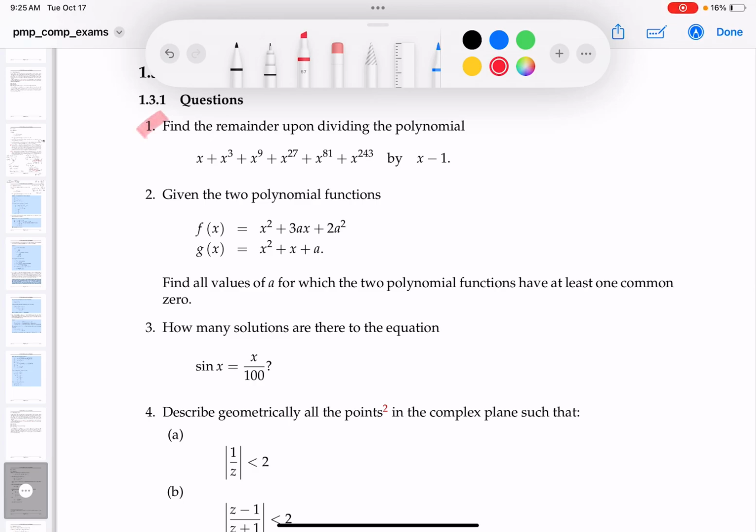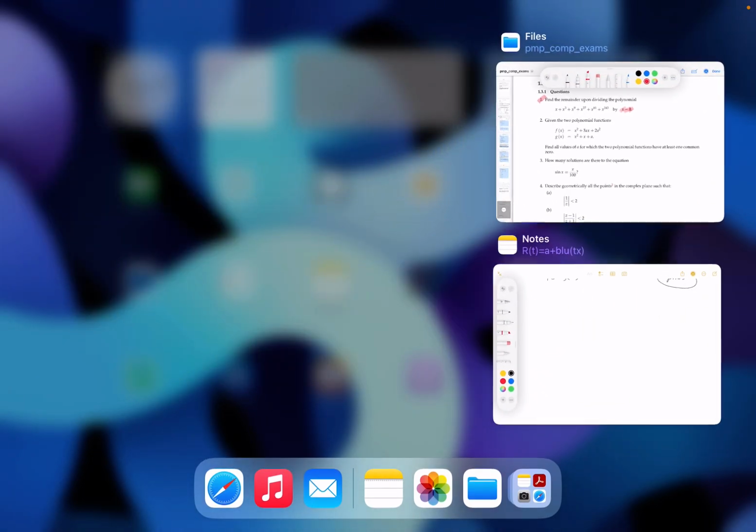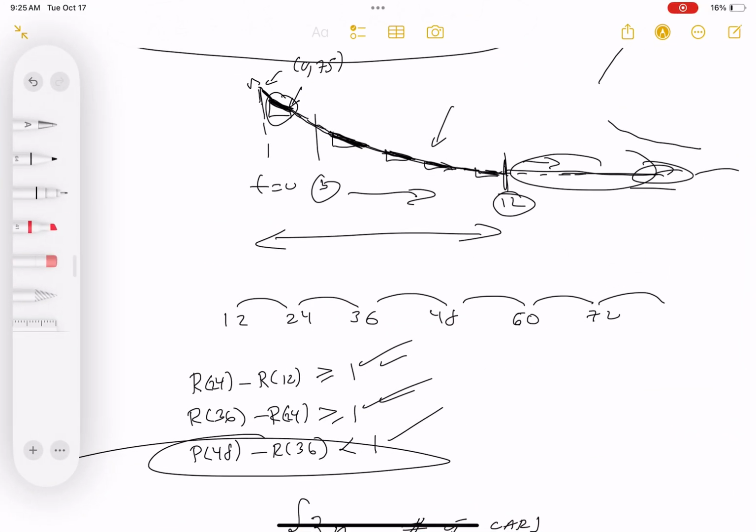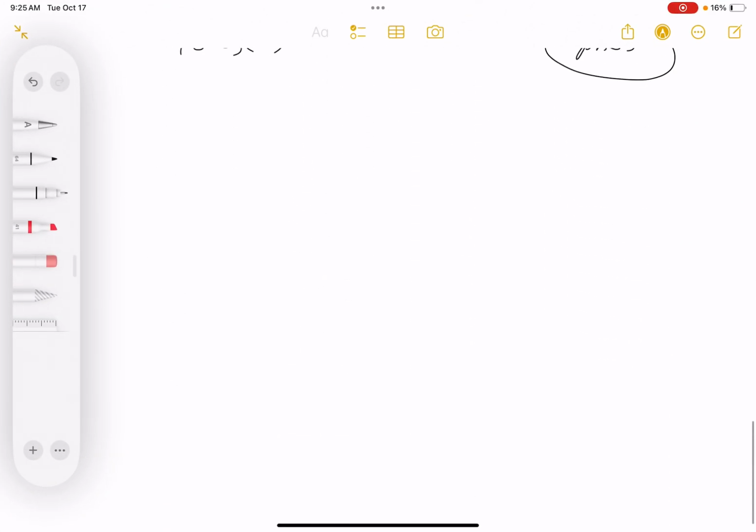Again, we're looking at question number 1. It says find the remainder upon dividing the polynomial by this over here. And that could be difficult. I mean, certainly if you want to do a long division, that would be difficult to do in my opinion. So what I want to do is go to the whiteboard and start talking through what I would be looking at. And I'm going to talk about one step at a time.